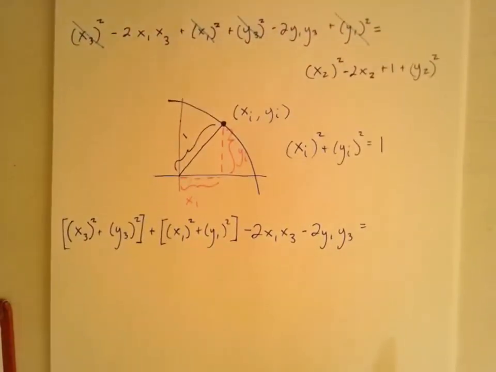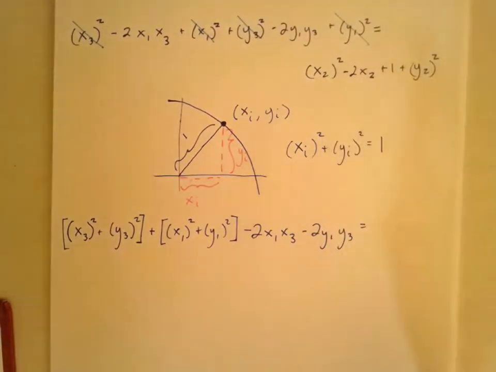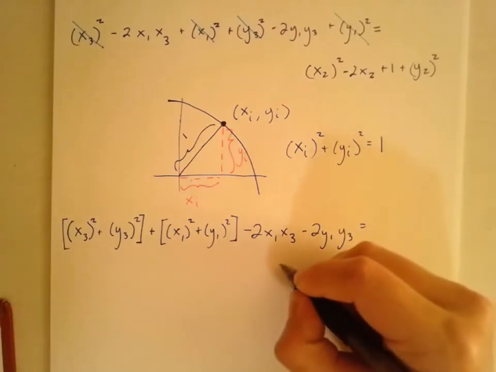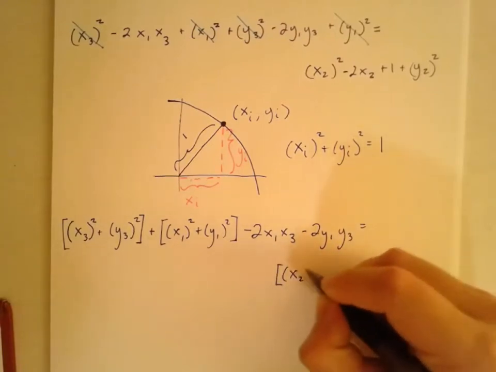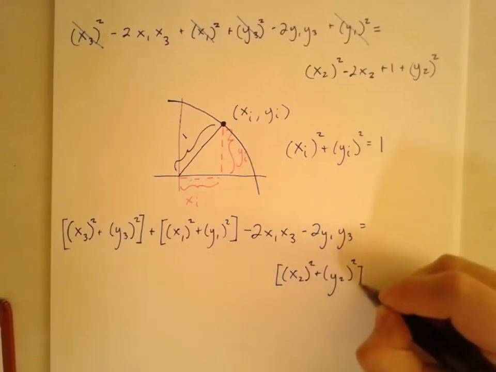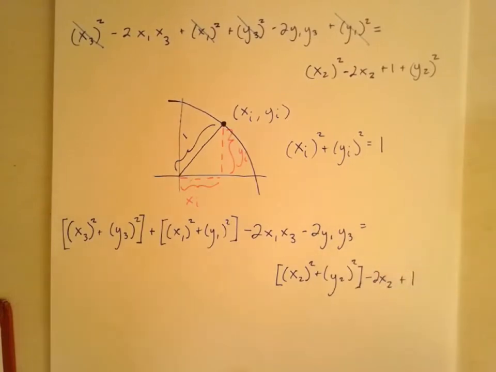And on the right side, I can really only group the x sub 2 and the y sub 2 squared. So what I can write, again, I'm just going to write a little bit below, is x sub 2 squared plus y sub 2 squared minus 2x sub 2 plus 1.